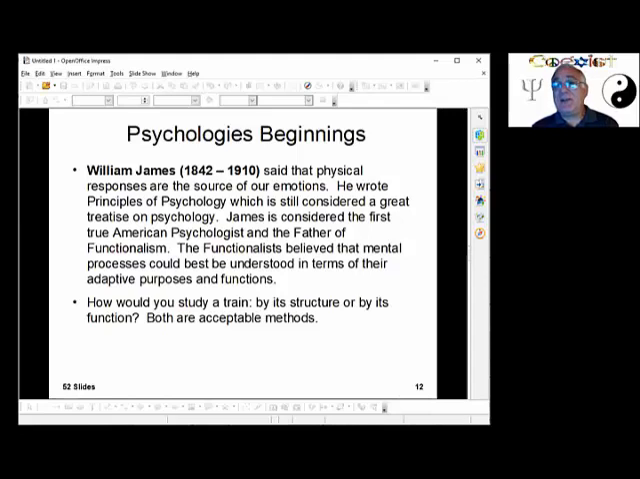So functionalists and structuralists really disliked each other. They cast aspersions on each other all the time, and it's kind of ridiculous. Today we don't even talk about functionalism and structuralism. We've thrown those ideas out, and we have different ways of looking at the human being today.